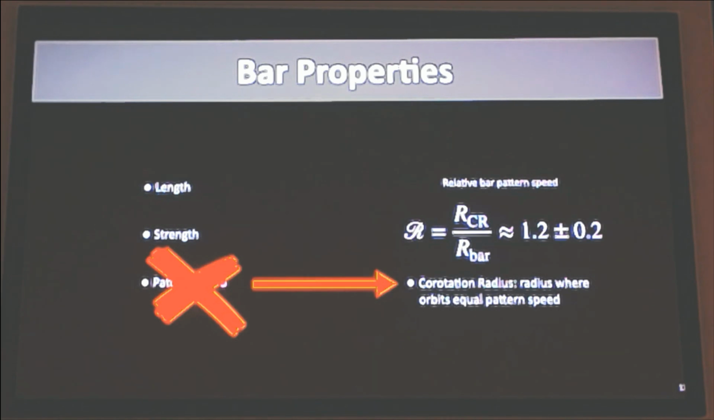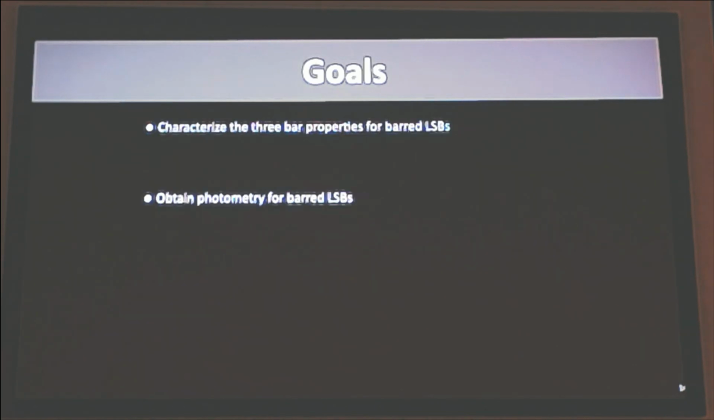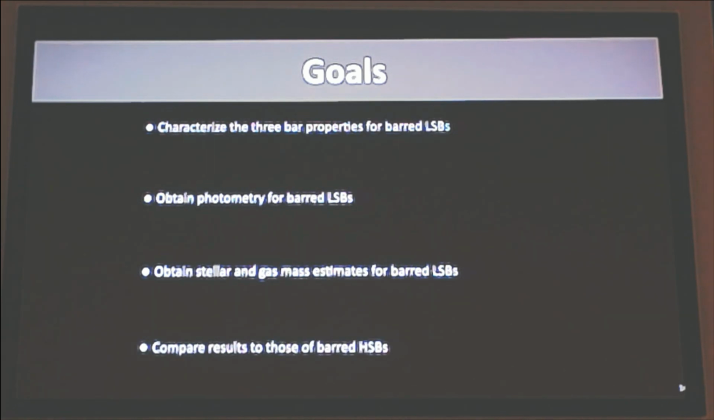So that is goal number 1 of the project. Goal number 2 is to obtain photometry for barred LSBs. As it turns out, a good deal of barred LSBs simply don't have any photometry available, so we need to characterize their brightness and things like that. We also wish to obtain stellar and gas mass estimates for our barred LSBs as a whole. And finally, we want to put all this into context with bars in high surface brightness galaxies. Does there exist a continuum across surface brightness, say?